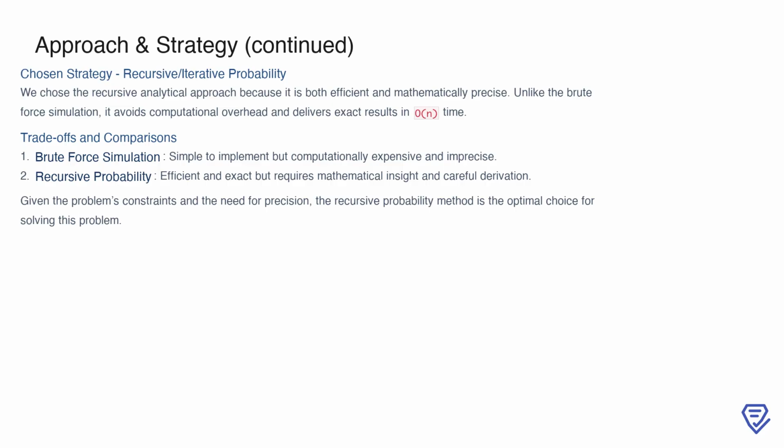By leveraging the recursive formula, we can compute the exact probability in O(n) time, making it suitable for large values of n. In comparison, the brute force simulation, while simple to implement, is computationally expensive and only provides approximate results. This makes it less reliable, especially when exact answers are required. The recursive probability method, on the other hand, is not only efficient but also provides a deeper understanding of the problem structure. For this reason, it's the preferred approach, balancing precision, efficiency, and scalability effectively.